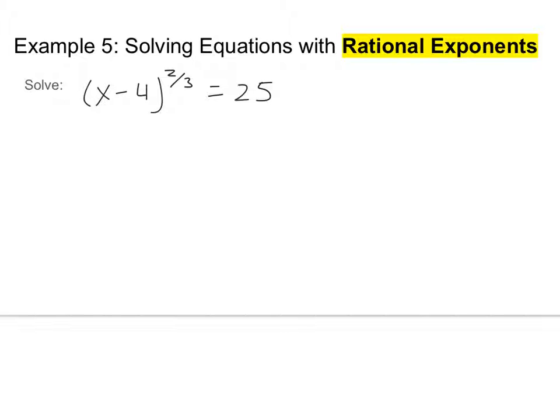Okay, so let's say we've got something like this: (x - 4) to the 2/3 power equals 25. Well, what we're going to remember is when we're dealing with a rational exponent, there are ways to eliminate these. And one of the things that I'm going to show you here is like if we have x squared and we raise it to the 4th power, this is going to be x to the 2 times 4, so x to the 8th.